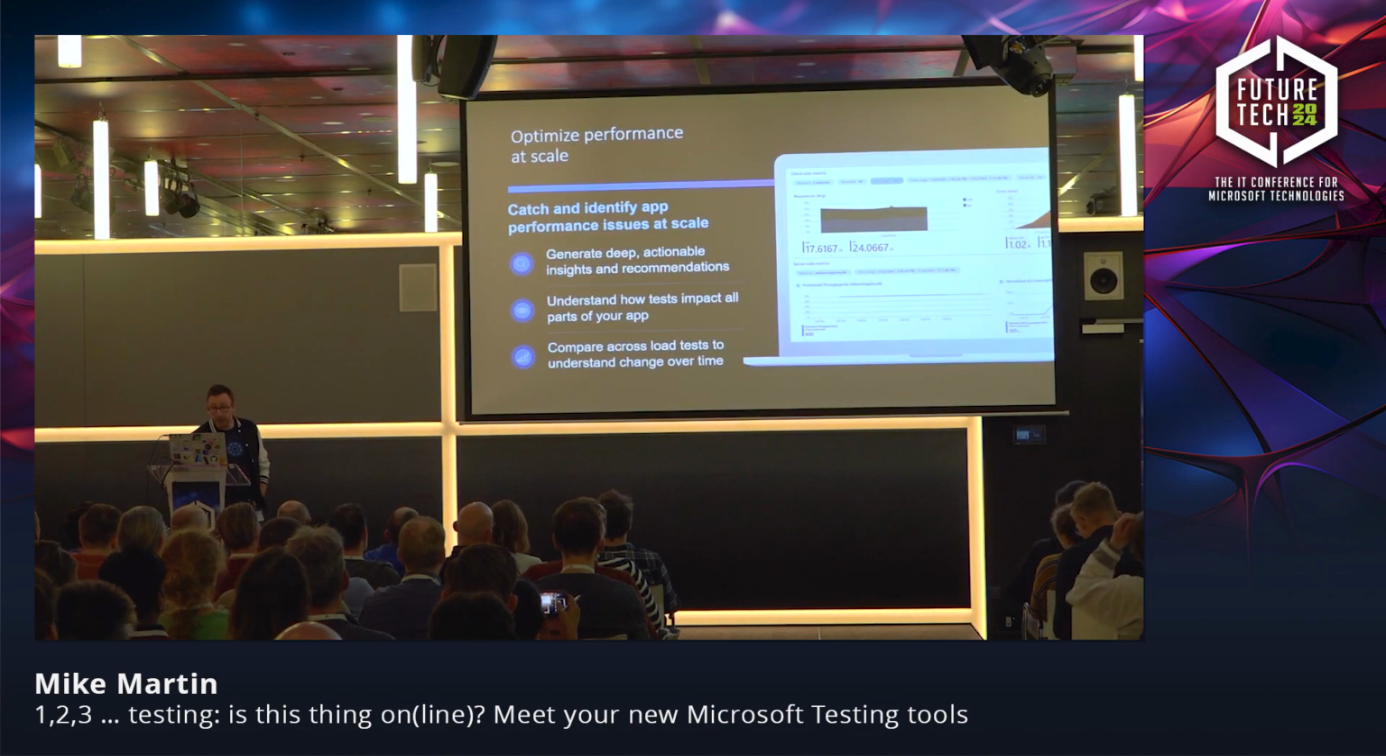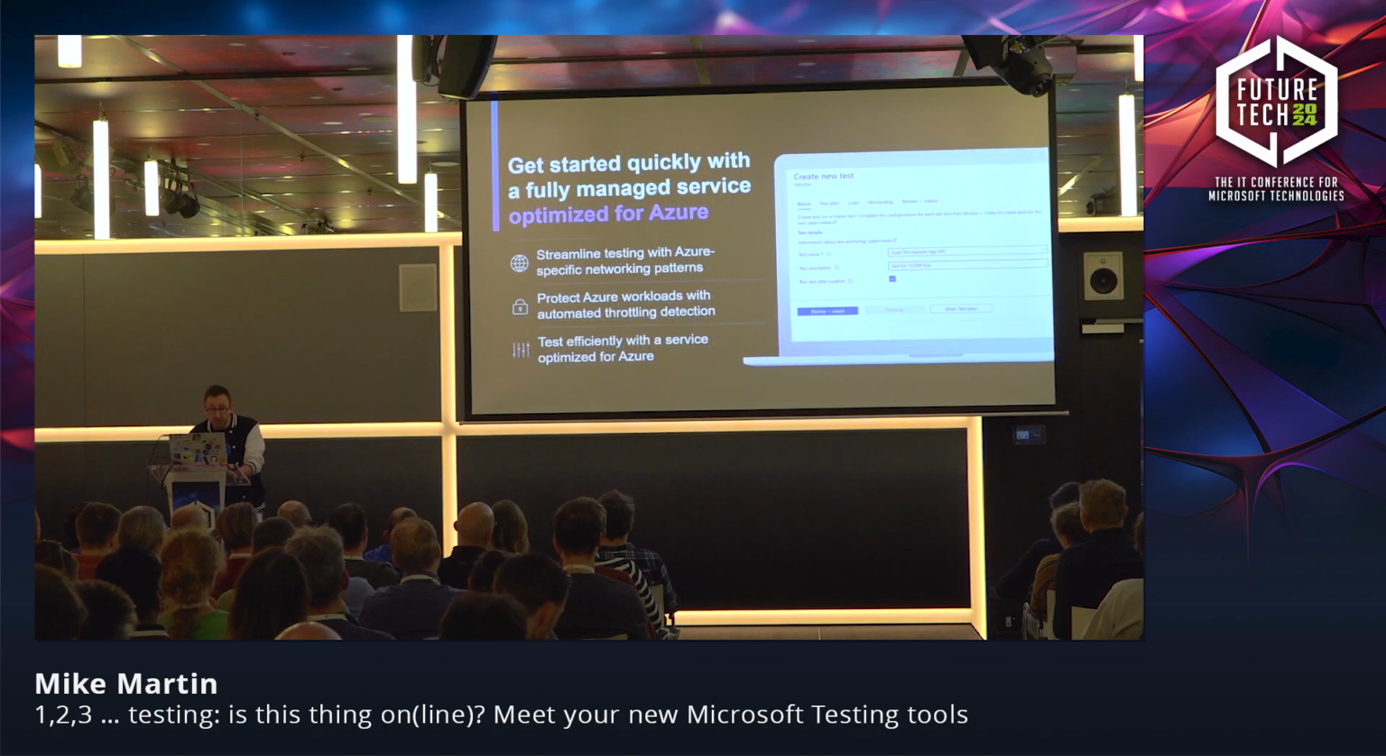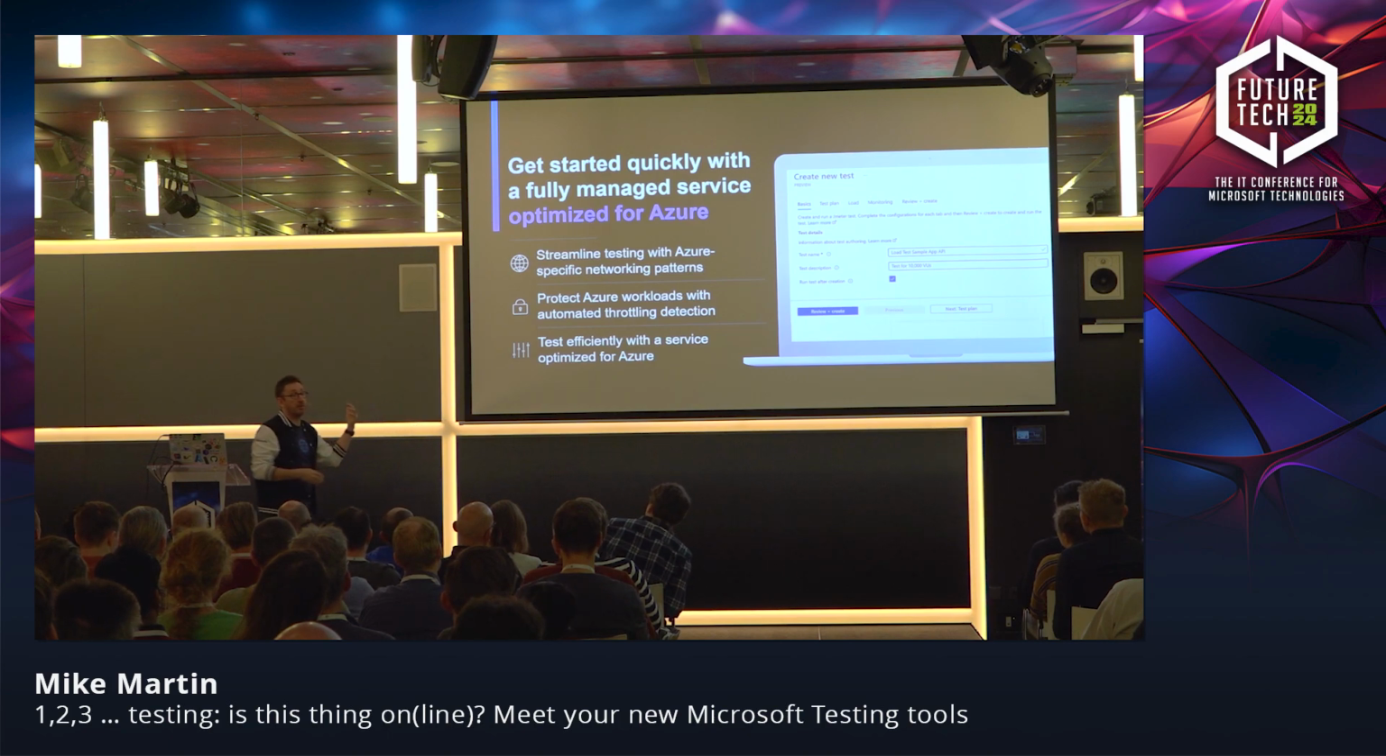And as I mentioned, you can also do this in CI/CD. I did the same thing again in GitHub, where I just deployed the JMX file and just kicked it off after the deployment of my web app, and you actually get the results right back.